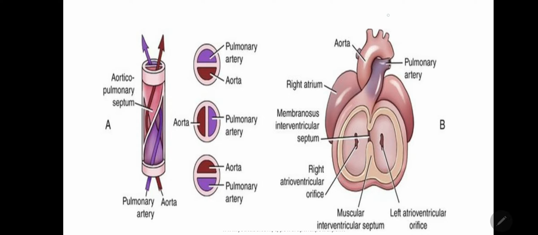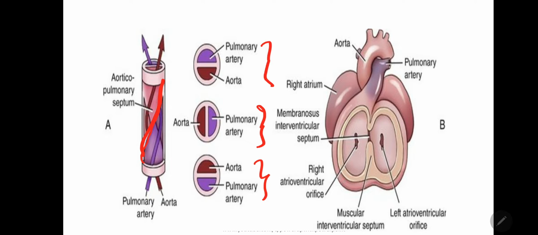In the previous video we have seen how this spiral aortico-pulmonary septum divides the truncus arteriosus into two outflow channels. In the proximal portion, what you see, pulmonary artery lies anteriorly, aorta lies posteriorly. In the middle portion, the pulmonary artery lies on the left side, aorta on the right side. In the distal portion, pulmonary artery lies posteriorly, aorta lies anteriorly.